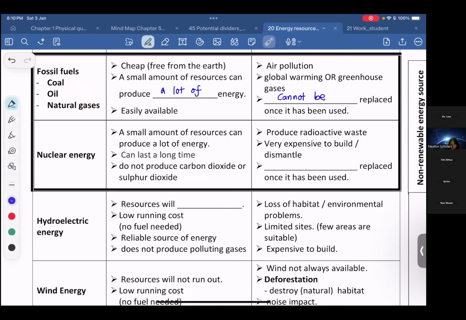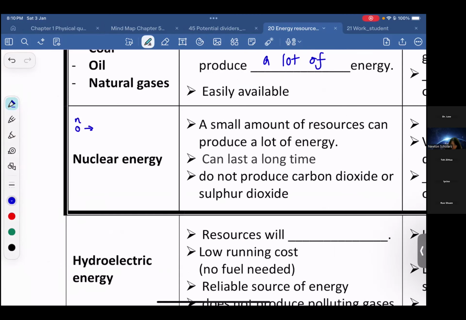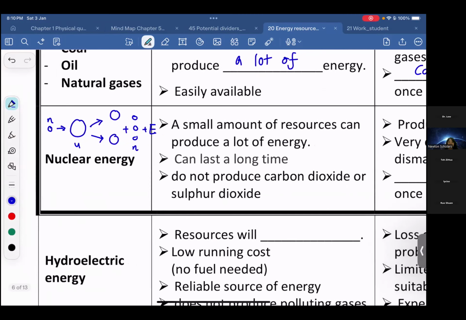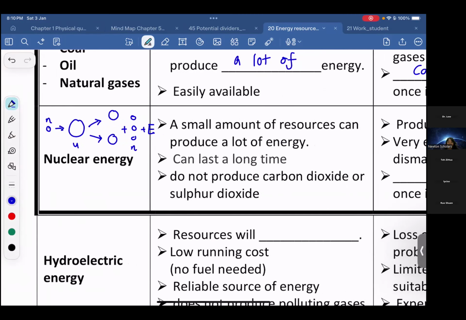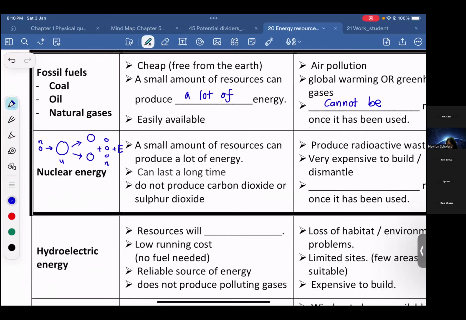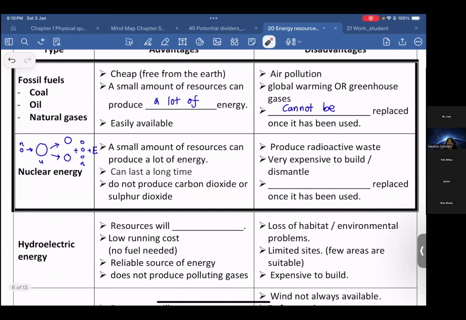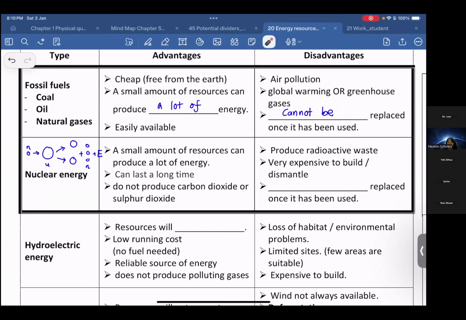For nuclear energy, 2 days ago I think I mentioned, a neutron hits a uranium. This is uranium. Then it will split into two daughter nuclei, plus some neutrons, plus some energy, heat energy. So this is the splitting process of the uranium. It's not burning, so it won't produce polluting gas or carbon dioxide. So if they ask you about the advantage of nuclear energy, this is a very good point to write. Of course, it also produces a lot of energy.